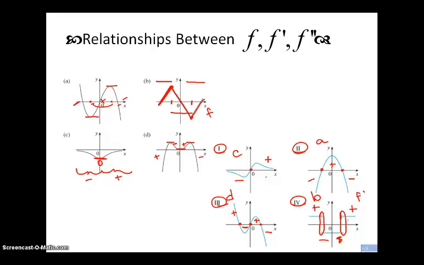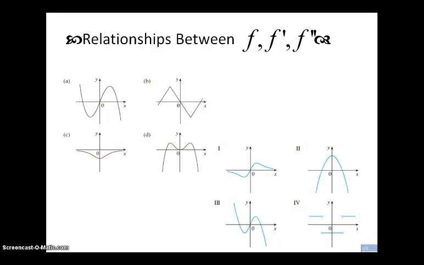So we can tell a lot about landmarks and activity as far as positive outputs and negative outputs on our derivative function just by looking for horizontal tangent lines and monotonicity on our original function.